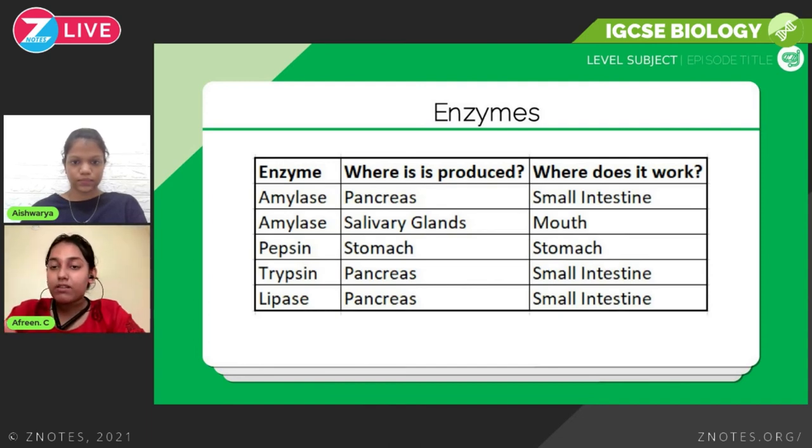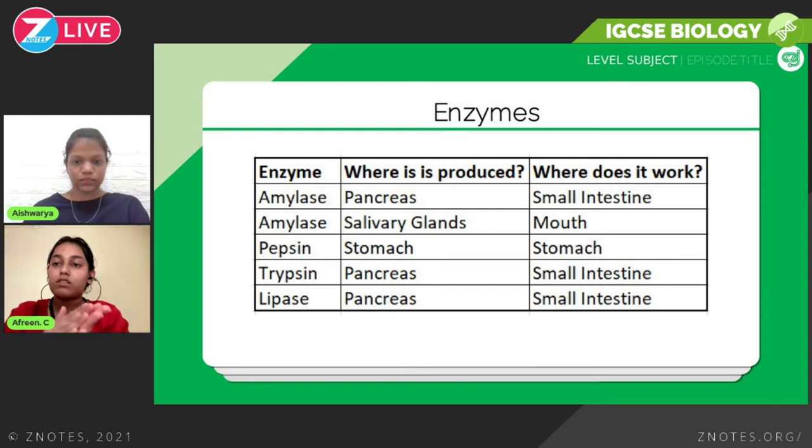Okay, here's the table I was talking about. You need to know this by heart because this is, once again, an important question in paper 4. So the enzyme amylase is produced in the pancreas and it works in the small intestine. Once again, amylase is produced in the salivary glands, and it works in the mouth. So there are two places where amylase is produced, and there are two sites of action for amylase, and you need to know about both of them for this chapter. The next one is pepsin. Pepsin is produced in the stomach, and it works in the stomach. Trypsin is produced in the pancreas, and it works in the small intestine.